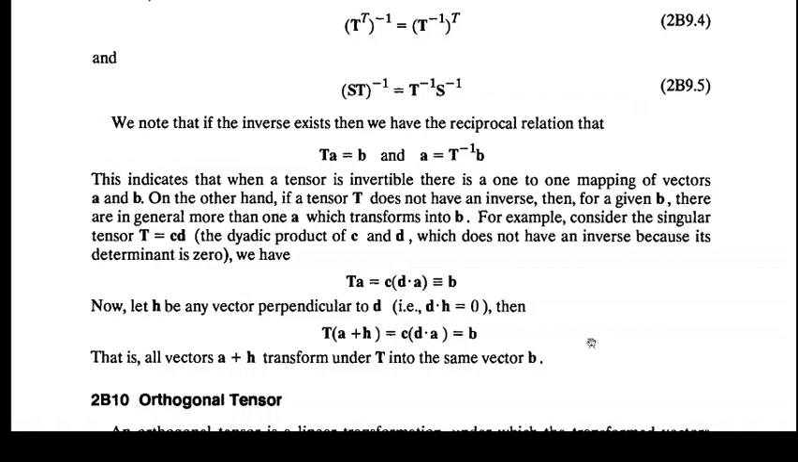So it means that we have two different vectors, A and A plus H, and they are transformed onto the same vector. This is what we are saying: if the inverse exists, then we have a one-to-one mapping, TA is equal to B and A is equal to T inverse B. And if the inverse does not exist, then there are two different vectors mapped onto the same vector, which is shown here in this example.